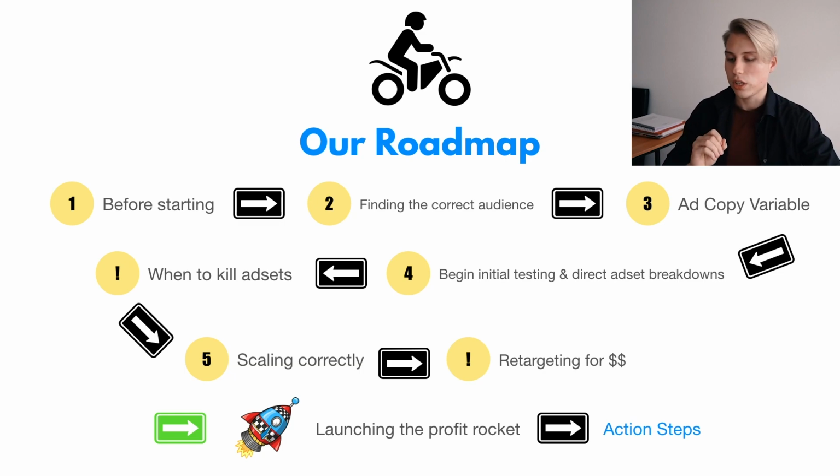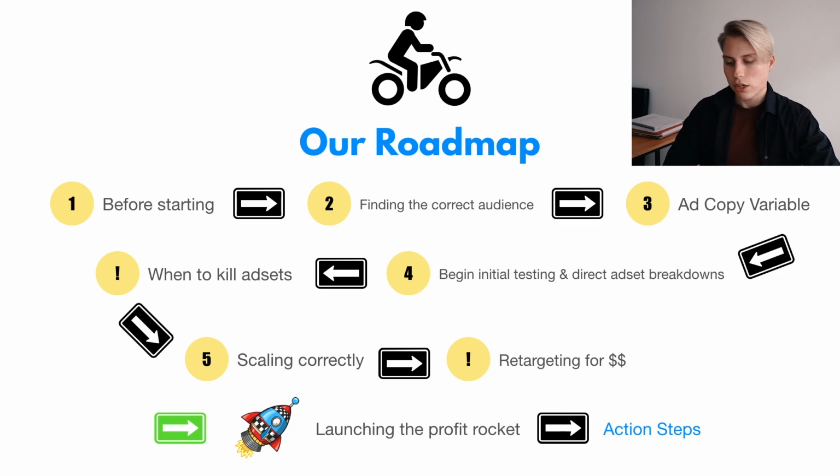The first thing that we're going to do is quickly touch on some stuff that you need to have in place before we actually get started. I have tons of videos on this channel breaking all of this up, so I'm not going to spend too much time there. Then we're going to go into finding the correct audience. Then we're going to go into testing and finding your ad copy variable. If any of this doesn't make sense at the moment, don't worry about it. That's what the rest of the training is about.